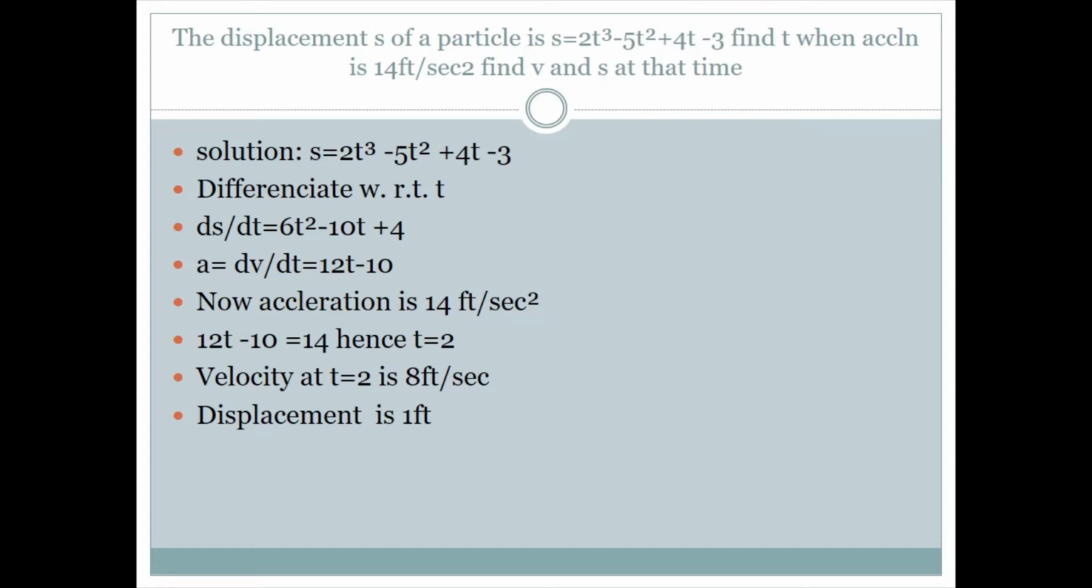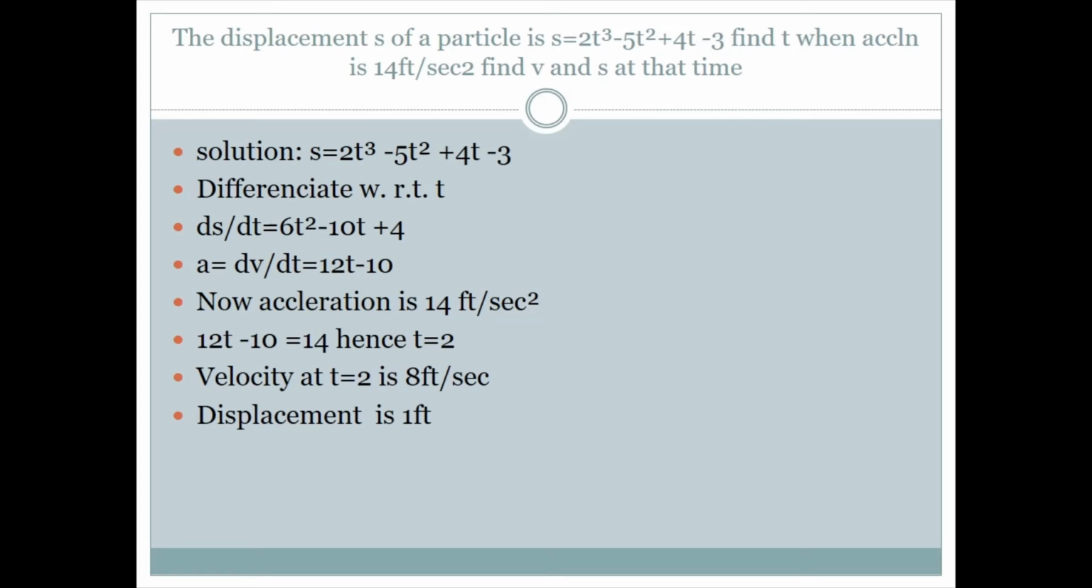Now acceleration is the rate of change of velocity. So differentiate v with respect to t, we get dv by dt, 12t minus 10. Now we are given the value of acceleration, 14 feet per second square, and our acceleration is 12t minus 10. So both values are equal. 12t minus 10 is equal to 14. Hence t is equal to 2.